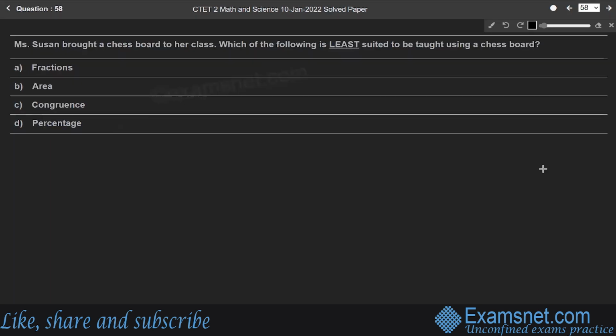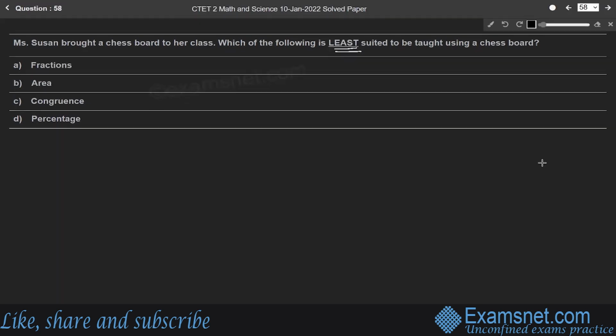Question 58. Miss Susan brought a chessboard to her class. Which of the following is least suited to be taught using a chessboard? Fractions, area, congruence, percentage. Here, a chessboard can be used as an important teaching learning resource for mathematics in various topics because it contains 64 squares of equal dimensions and measurements. Moreover, the colors of the squares will be white and black alternately.